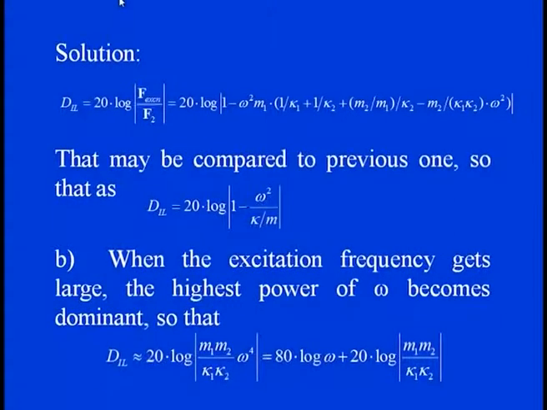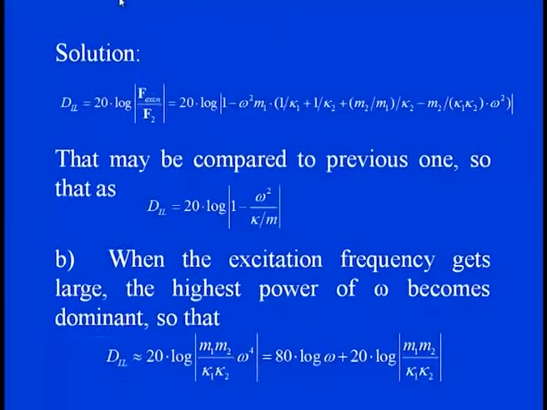And when this excitation frequency gets large, then certainly the highest power of the exciting frequency omega becomes dominant at the higher harmonics. In that case, the insertion loss will be almost equal to all other features like omega square m1, and then m1 m2 by m1 k2; they are present, but the dominance will come from the omega 4.